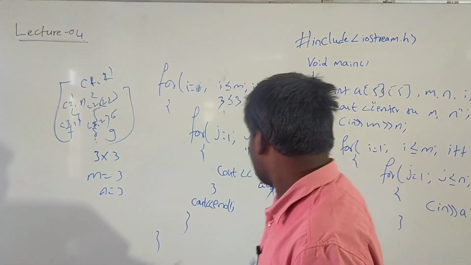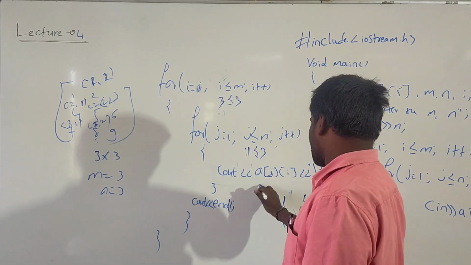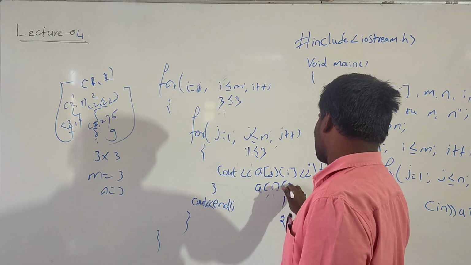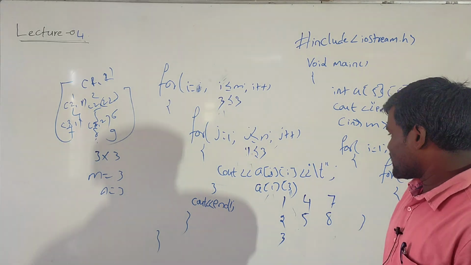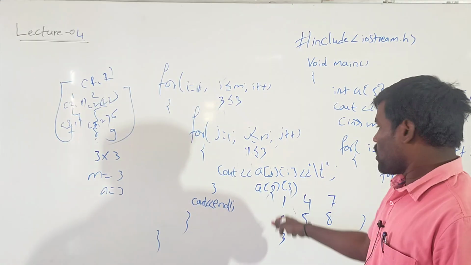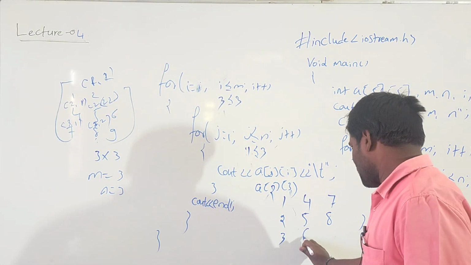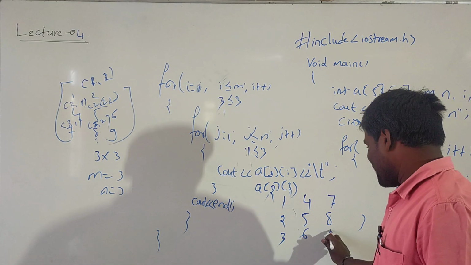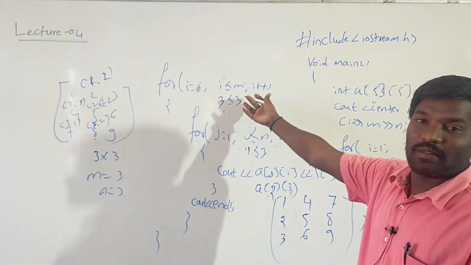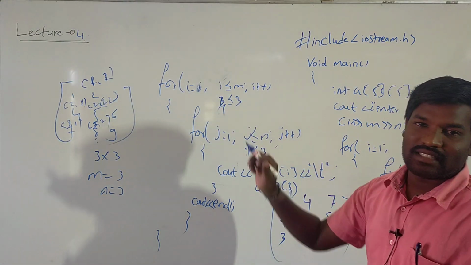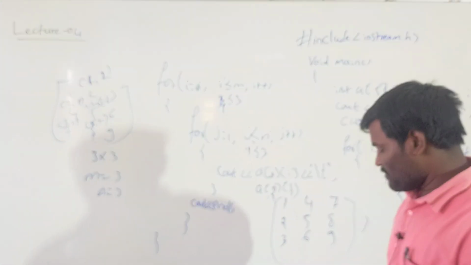Okay. So again j starts with 1. That is A of 1 comma 3. 1 comma 3 is 3. Next, 2 comma 3, 6. 3 comma 3, 9. This is the output. Again the condition becomes false. i plus plus, i becomes 4. 4 is less than or equal to 3? Again the condition becomes false.